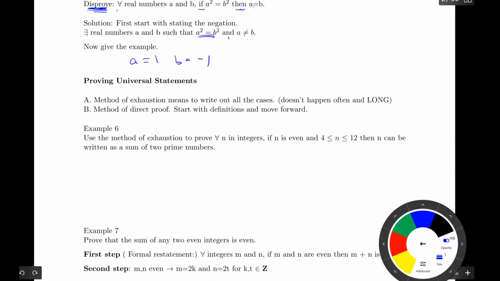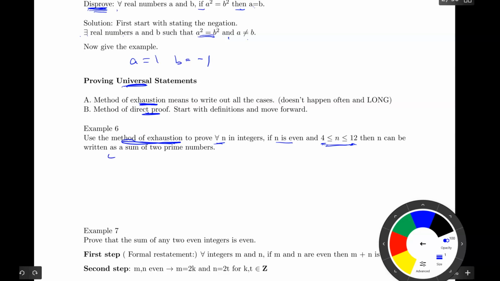All right, so proving universal statements, proving it works all the time. There are two ways: method of exhaustion or direct proof. Let's do exhaustion first. You won't have to do this very often, but this is what it means. This is proving for all integers n, if n is even and n is between here, so you're going to have a restriction on the range, then n can be written as the sum of two prime numbers.